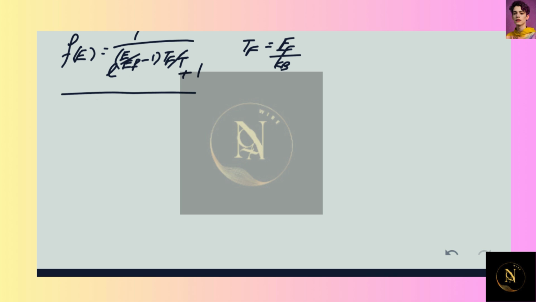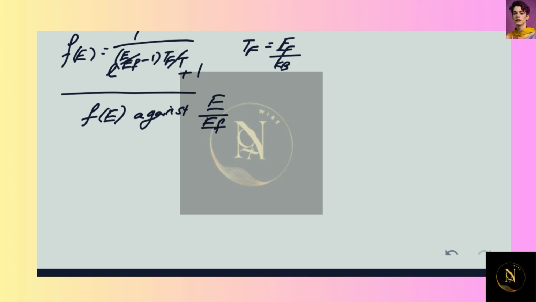Now this question, we want to plot the Fermi distribution function given as such, but we want to plot it against E over EF, so the fraction of the energy with respect to the Fermi energy.